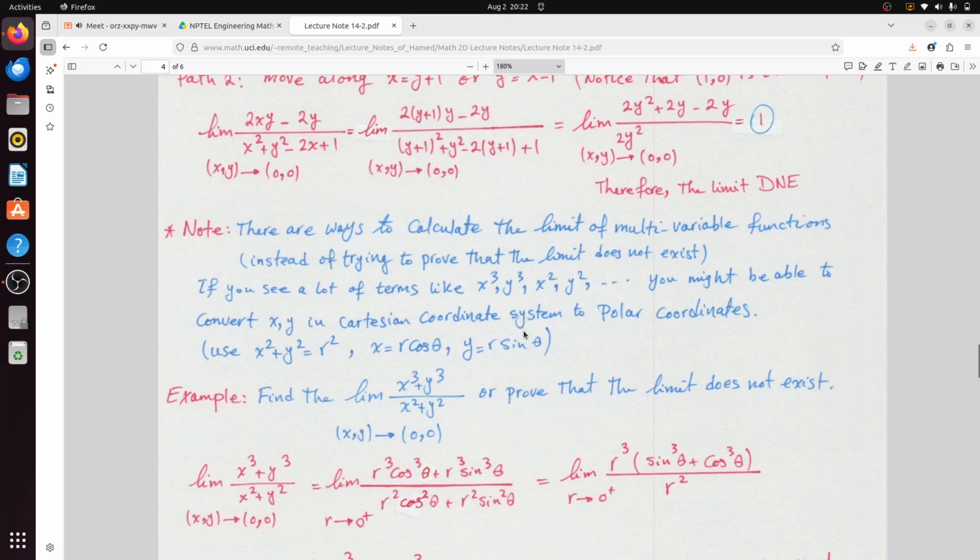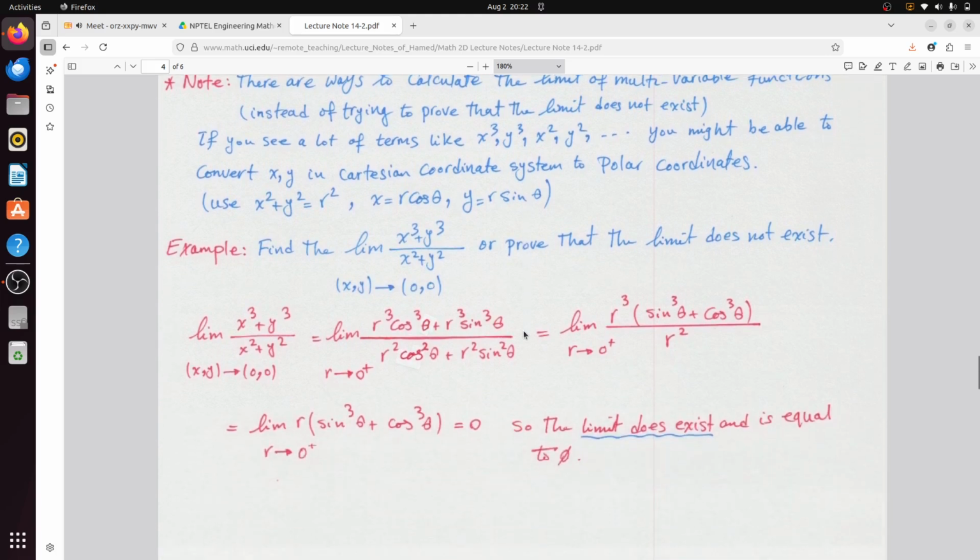There are ways to calculate the limit of multivariable functions instead of trying to prove that the limit does not exist. If you see a lot of terms of x cube, y cube, x square, y square, you might be able to convert xy in the Cartesian coordinate system to polar coordinates. x square plus y square equal to r square, x equal to r cos theta, y equal to r sin theta. So find the limit of x cube plus y cube by x square plus y square, xy tends to 0 0, or prove that the limit does not exist.